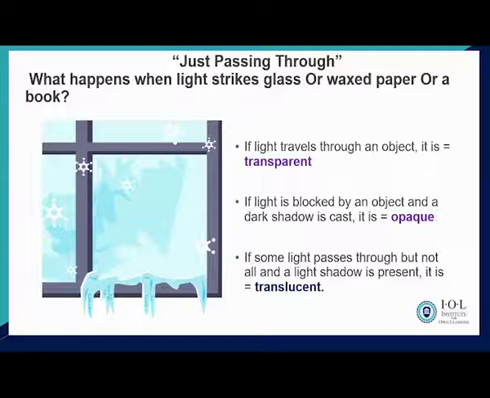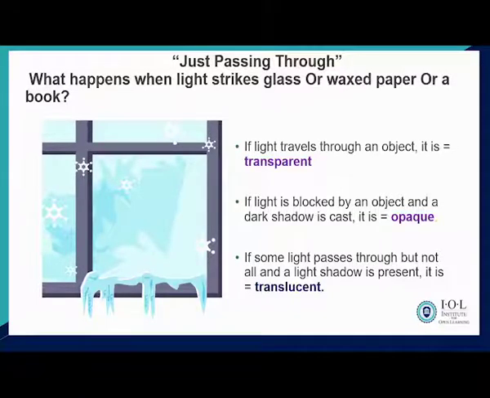If light travels through an object, that object is regarded as transparent. But if the light is blocked by an object, and a dark shadow is cast, that object is regarded as opaque. If some of the light passes through, but not all, and a light shadow is present, that is a translucent object.